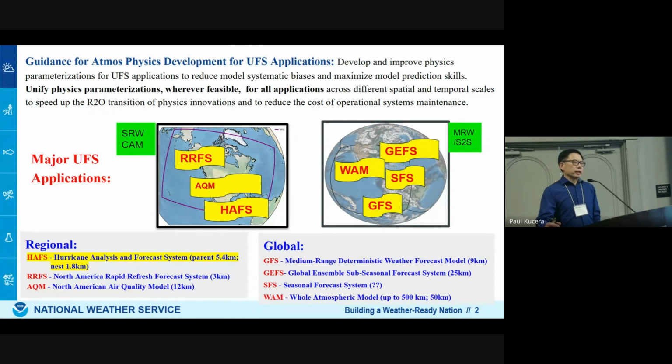In the physics development, there are two purposes we have been trying to focus on. One is the unification of the physics parameterizations. Not all the physics scales well so far, but wherever feasible, we try to unify them among the applications, aimed at reducing the R2O transition time and also reducing the cost of operational maintenance. Another major focus is to reduce model systematic bias and improve model forecast skill.